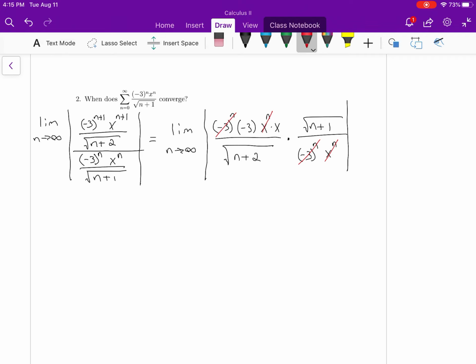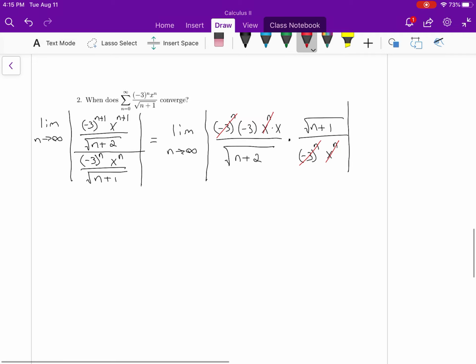And now I could see that the n terms I could bring, if I want, inside one single square root. And the remaining negative 3 I could pull out as just 3, because when I enact the absolute value sign, the negativity disappears. And we are left with 3 times the limit as n goes to infinity of the square root of n plus 1 over n plus 2.